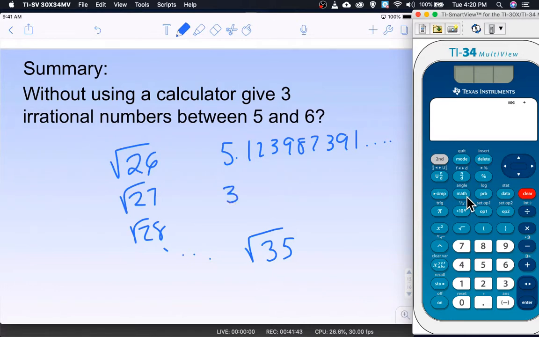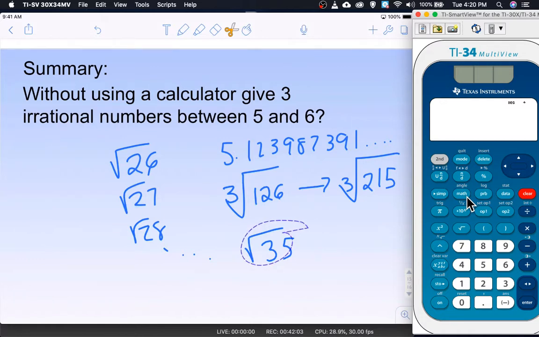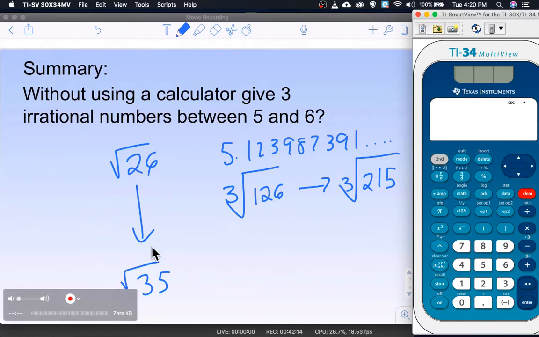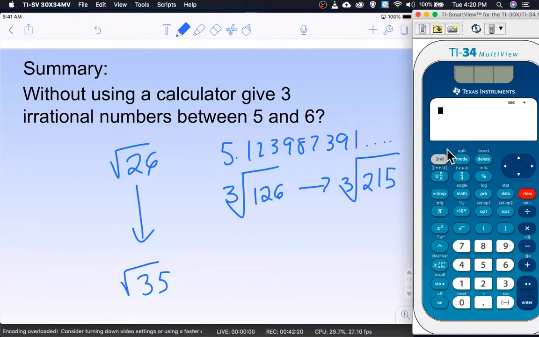You could have said the cube root of anything from 126 through the cube root of 215. Those would all be irrational numbers between 5 and 6. So I'm just going to clean up a little bit here. There you go. So anything in this square root range, anything in this cube root range, and then any other random decimals you came up with that start with 5 point something, as long as they don't stop and they don't repeat.